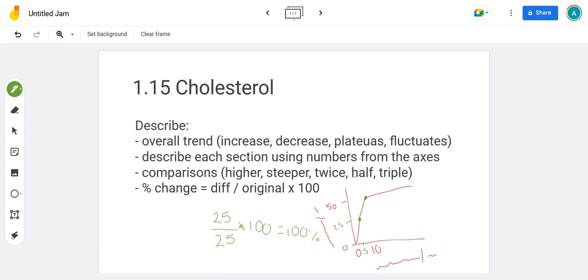So this shows a 100% increase from 5 seconds to 10 seconds. And that will be a perfect describe answer. Okay, so bear those points in mind when you're describing.